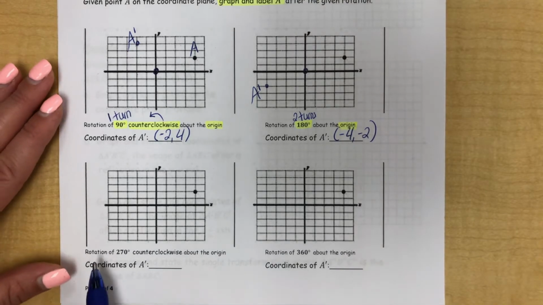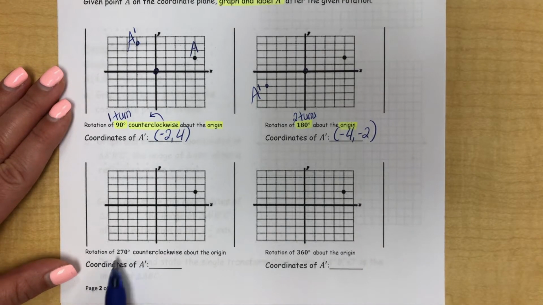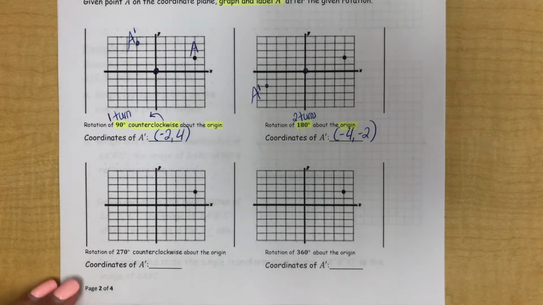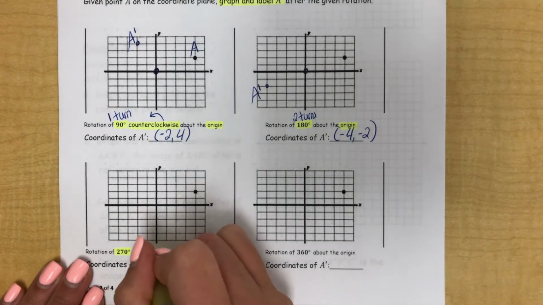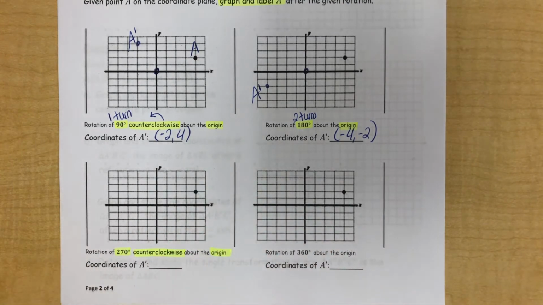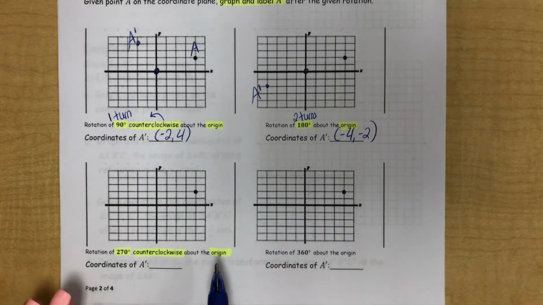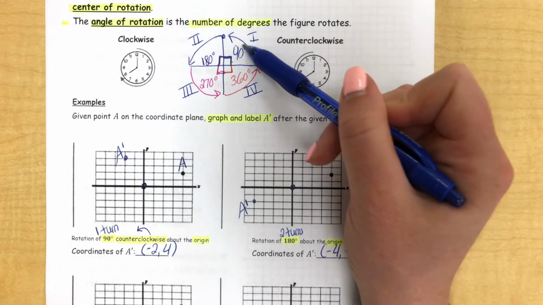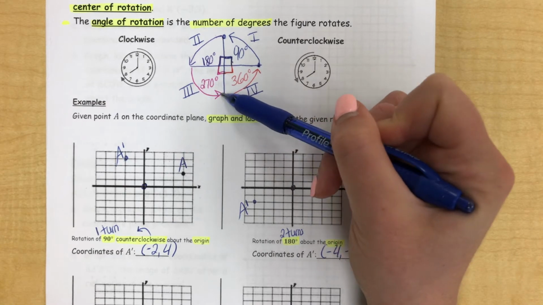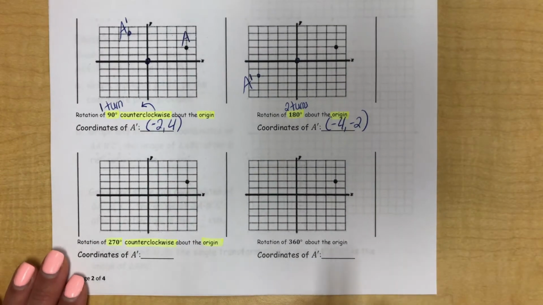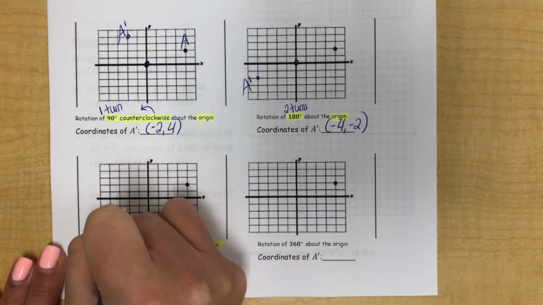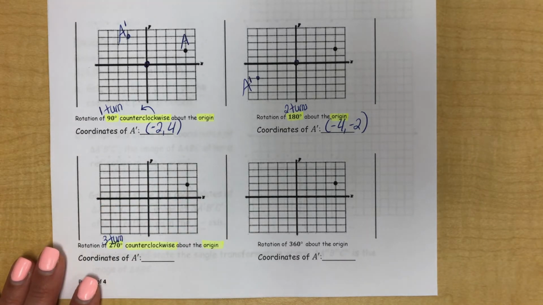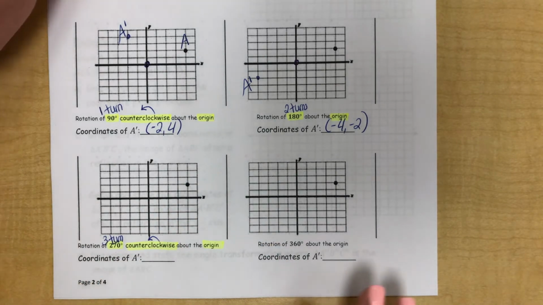All right, so if we look at number 3, it says a rotation of 270 degrees. Let's highlight that. Counterclockwise about the origin. So again, because I'm rotating around the origin, we can use that trick of just turning our paper. 270 degrees, let's look up top again. That would be 1, 2, 3 turns. So let me come back down and write that in. So I'm gonna turn my paper 3 times. Counterclockwise would be to the left, right? I'm turning back time.